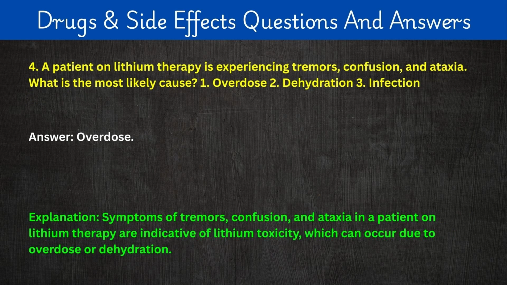4. A patient on lithium therapy is experiencing tremors, confusion, and ataxia. What is the most likely cause? 1. Overdose. 2. Dehydration. 3. Infection. Answer: overdose. Explanation: symptoms of tremors, confusion, and ataxia in a patient on lithium therapy are indicative of lithium toxicity, which can occur due to overdose or dehydration.